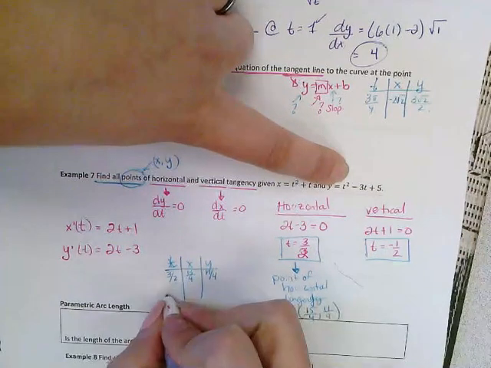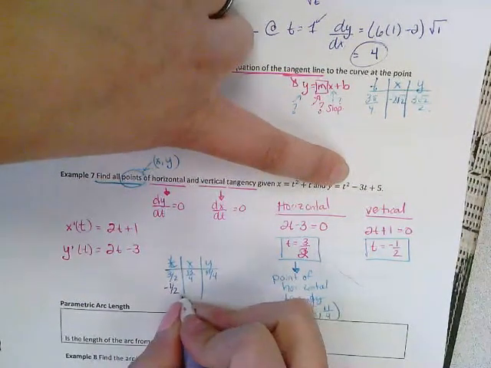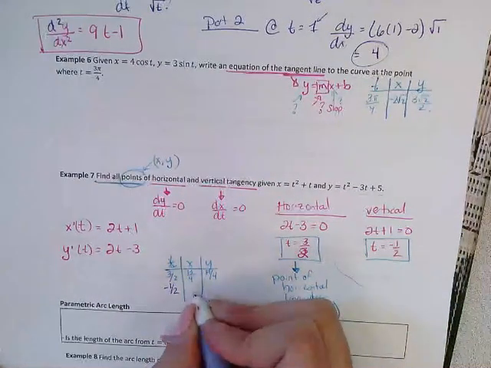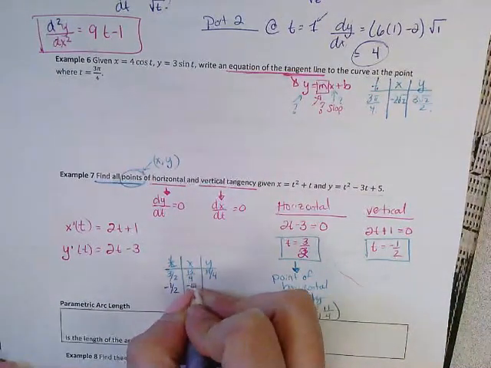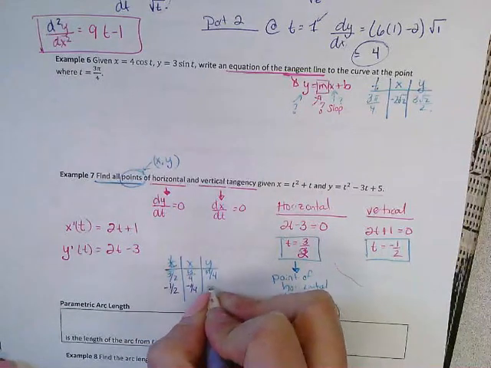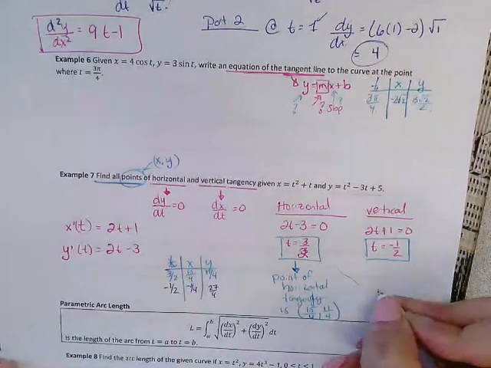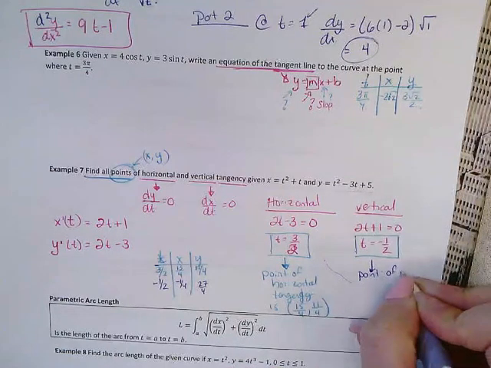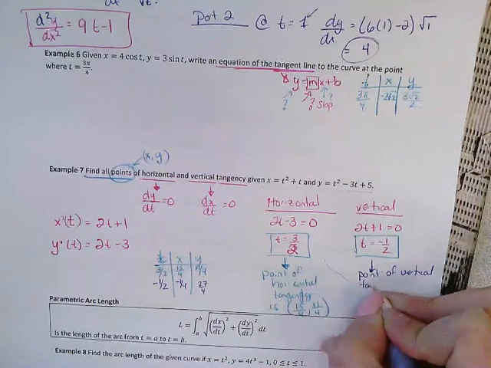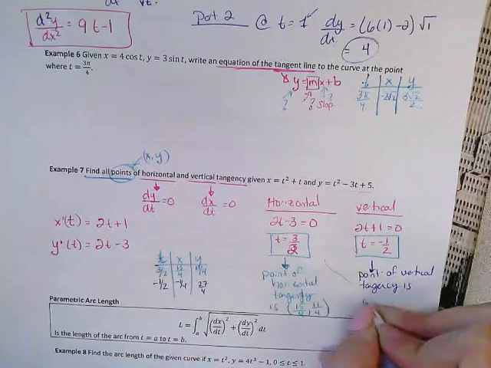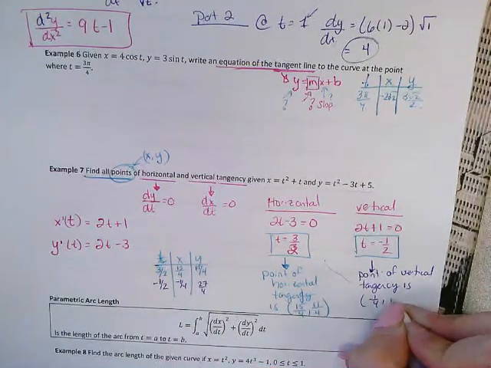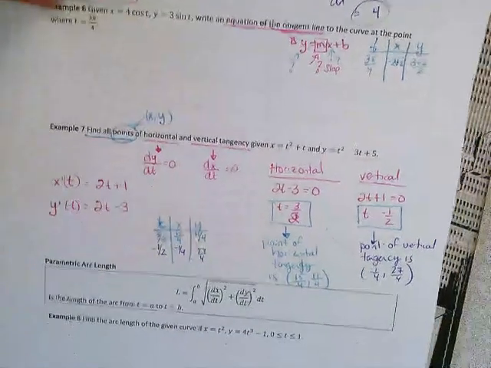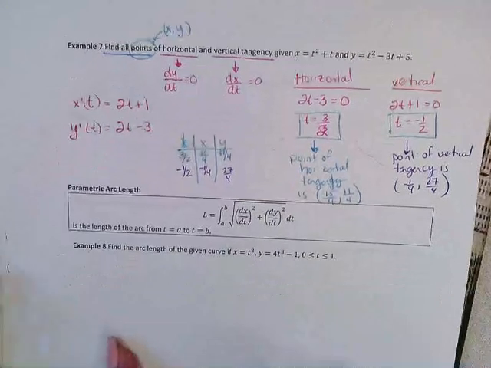And we're going to do the same thing for the vertical tangency. So I'm going to figure out what my points are when t is negative 1/2. So I'm going to plug it in here, and I get negative 1/4 for x and 27/4 for my y. So basically the point of vertical tangency is negative 1/4, 27/4. Okay, pretty easy as long as you remember the definitions and what is being asked.